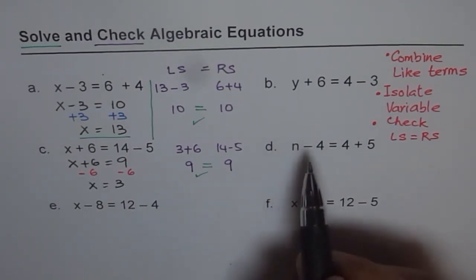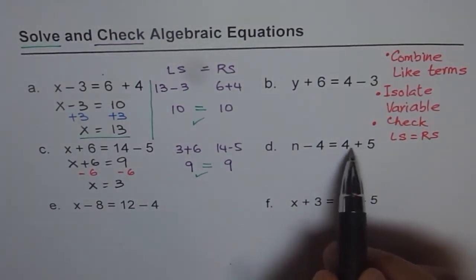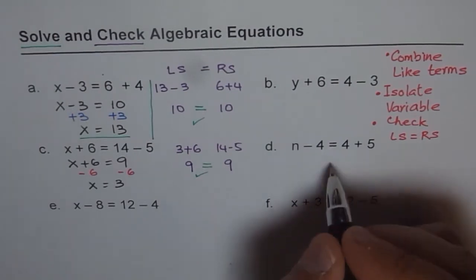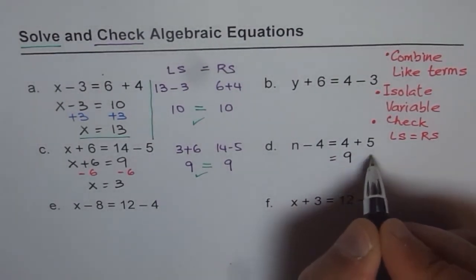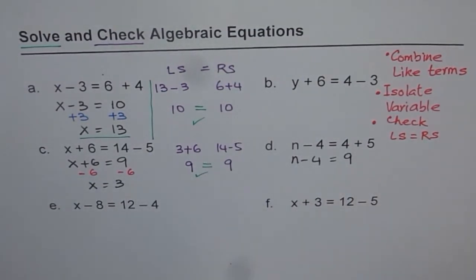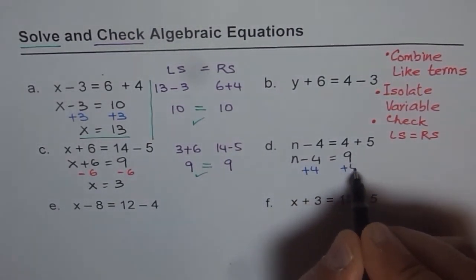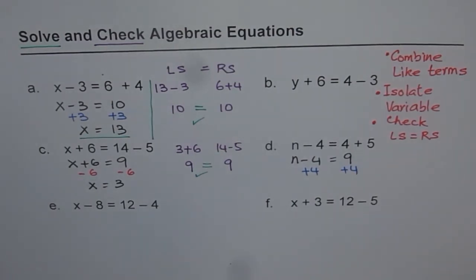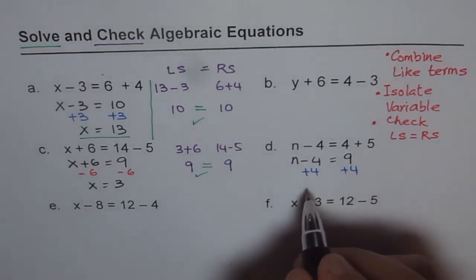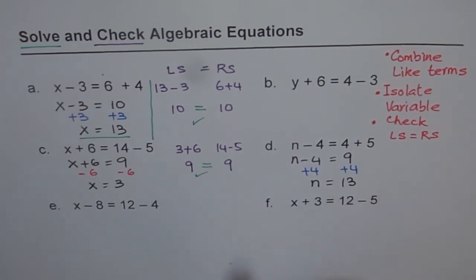So we'll do D. N minus 4 equals to 4 plus 5. 4 and 5 are like terms. You can always add them. So we get 9 on the right side and n minus 4 remains on the left side. To get rid of minus 4, I should be adding 4 on both sides, correct? So we'll add 4 on both sides. With the result, you get the value of n. So we have solved for n. Solution is n equals to 13.